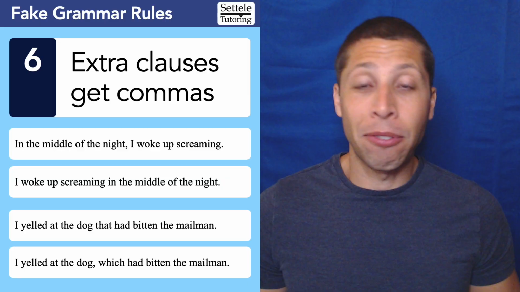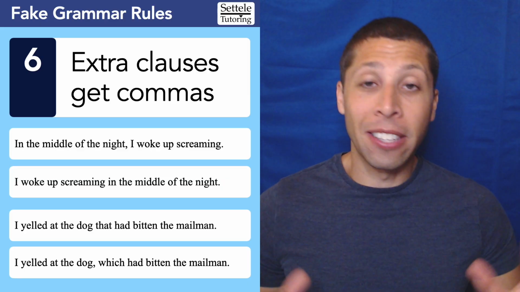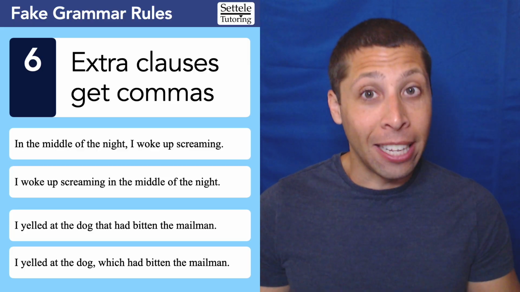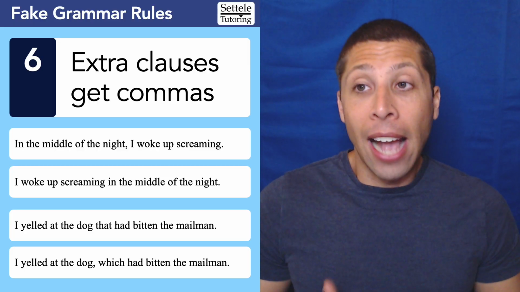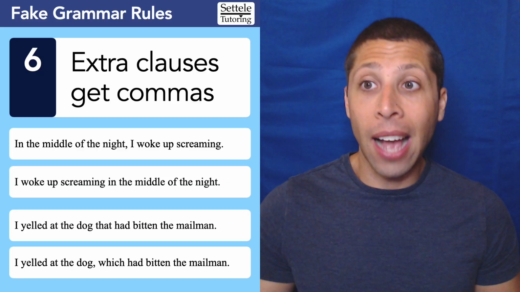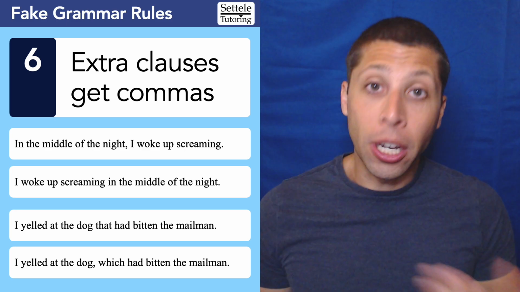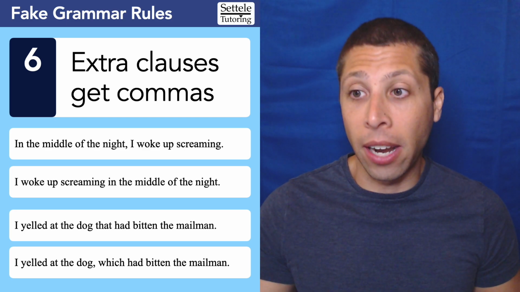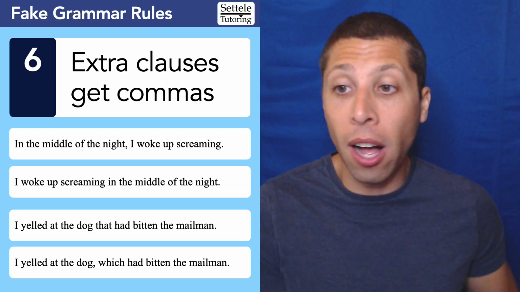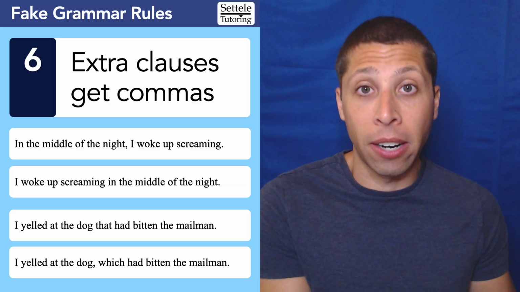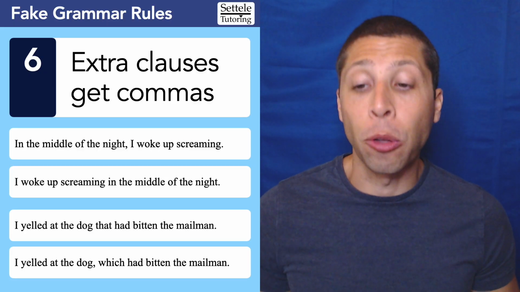There are reasons for this that have to do with whether or not the clause is like a required clause or not, but basically the simpler version is that the word that in English generally does not get any commas, whereas the word which generally does. And so if you're thinking about this rule 6 as like, okay, anytime I have an extra clause, I have to put a comma, you're going to get stuff wrong. Because on the first sentence there, I yelled at the dog that had bitten the mailman, we definitely have a descriptive extra clause. That had bitten the mailman is not necessary. We could just say, I yelled at the dog. But we don't put a comma just because that's kind of the way that the word that works.